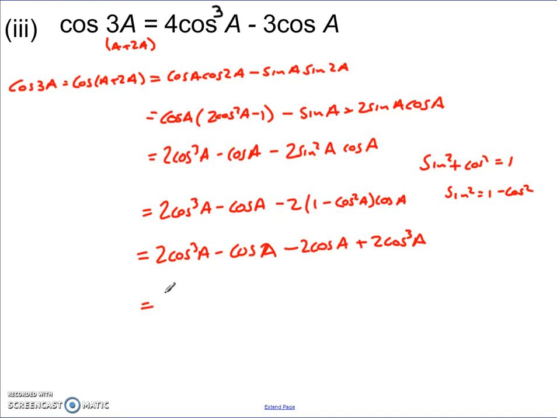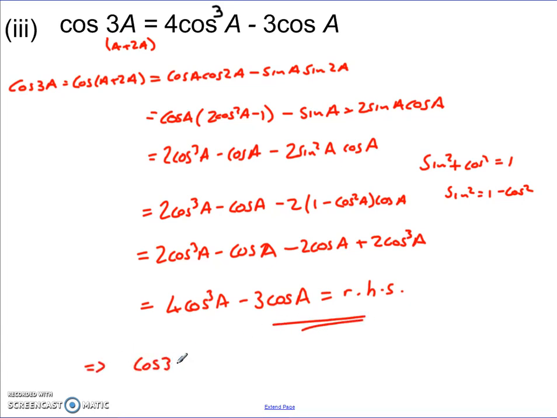We now group every part together, so the cubes go together, and I get 4 cos cubed a, then minus cos a minus 2 cos a, which is take away 3 cos a. And lo and behold, that is the right hand side. That is exactly what we were after. So what I can then say is therefore cos 3a equals 4 cos cubed a minus 3 cos a. Exactly what we were after proving.